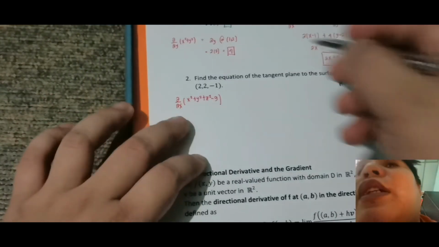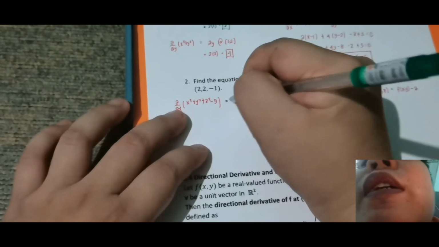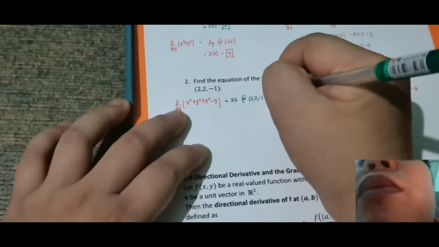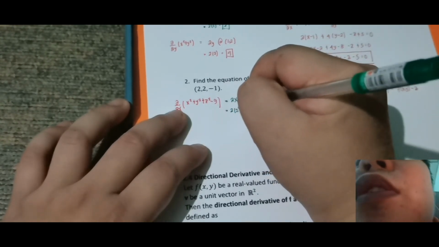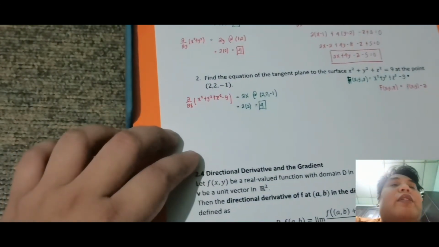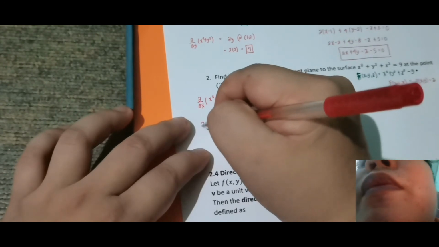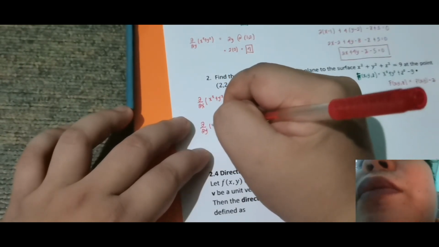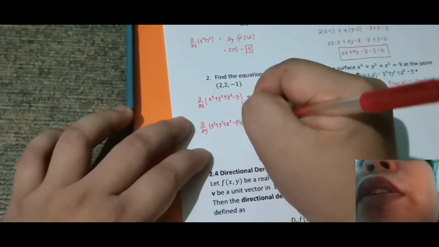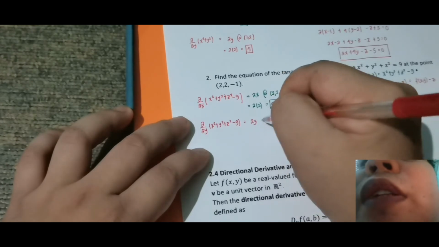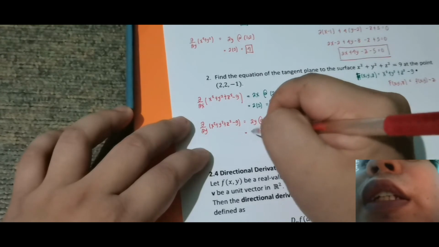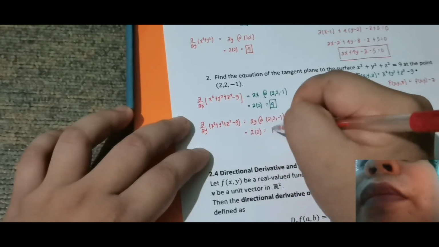Okay, so this is just equal sa, siyempre with respect sa x, so this is just equal sa 2x. So, at 2, 2, negative 1, this is just equal sa 2 times 2, which is equal sa 4. Okay, so next is partial derivative with respect sa y nung x squared plus y squared plus z squared minus 9. This is just equal sa 2y. So at 2, 2, negative 1, this is just equal sa 2 times 2, which is equal sa 4.